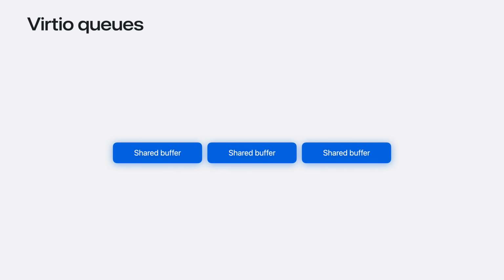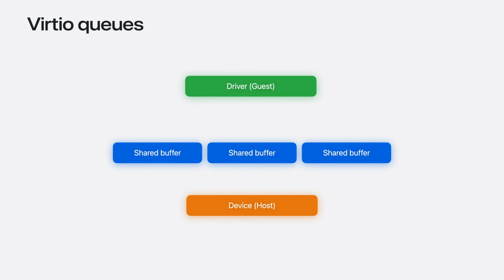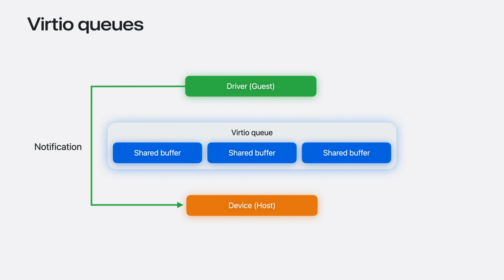The VirtIO protocol makes use of memory buffers shared between the guest and the host. These buffers are organized into VirtIO queues. VirtIO is designed to minimize the number of context switches between the guest and the host. The device driver in the guest notifies the device running on the host when data has been enqueued. Similarly, the host can use an interrupt to inform the guest driver about enqueued data.